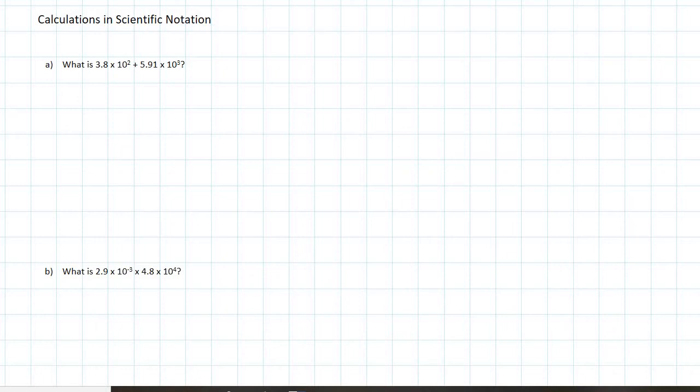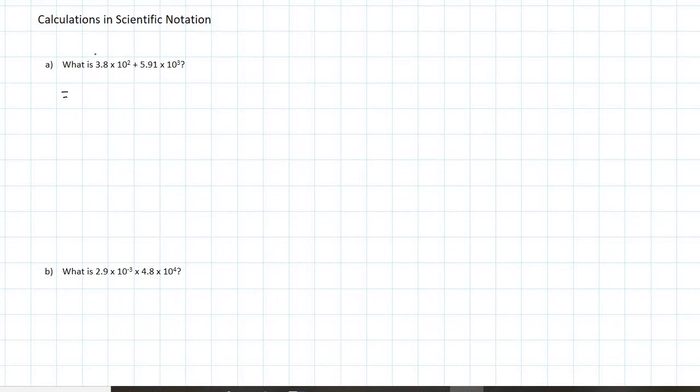We're going to have a little look now at doing calculations in scientific notation. In my first question here, I've got 3.8 times 10 squared plus 5.91 times 10 to the power of 3. The first thing I'm going to do is change these out of scientific notation. When I'm adding and subtracting, it makes it easier if they're not in scientific notation.